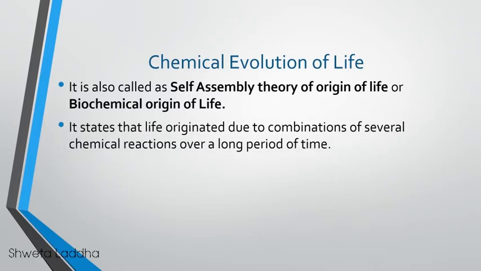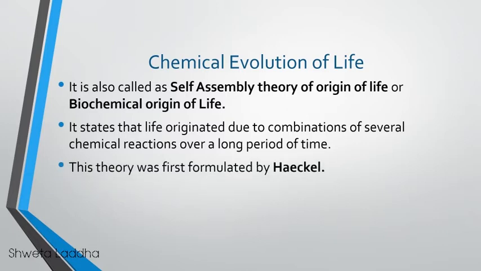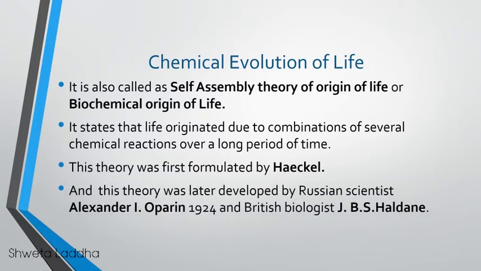It states that life originated due to a lot of combinations of several chemical reactions which occurred over a long period of time. This theory was first formulated by Haeckel, and this theory was later developed by Russian scientist Alexander I. Oparin in 1924 and British biologist J.B.S. Haldane. Therefore, it is also called as Oparin-Haldane theory.